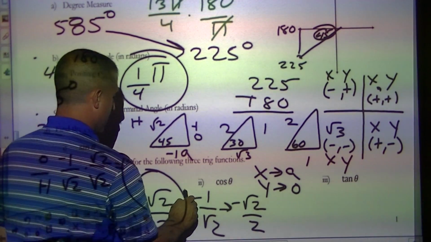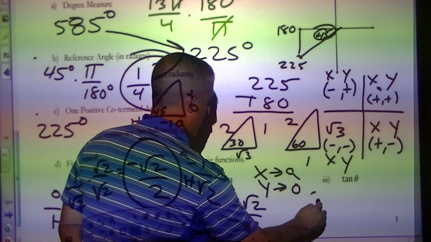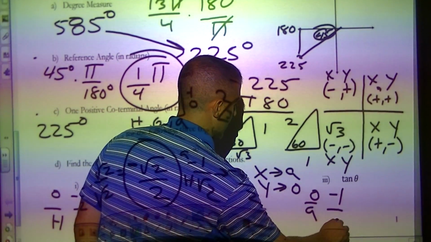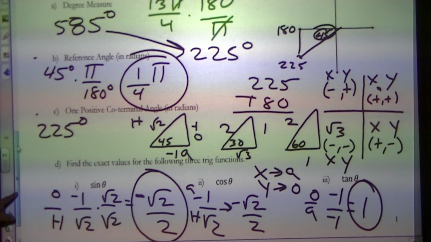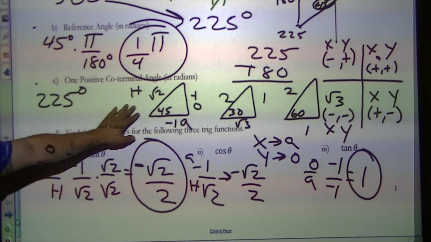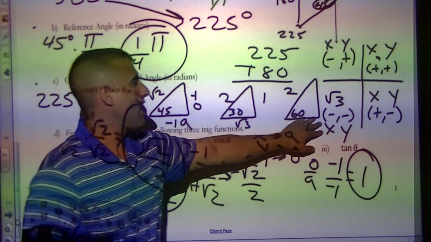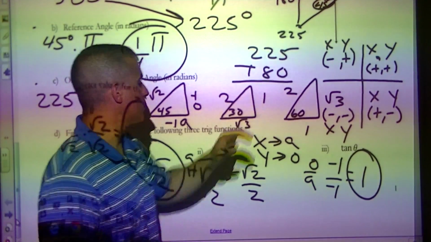Tangent's going to be, all right, so that was A over H. Tangent's going to be O over A, which would be negative 1 over negative 1, which would simplify to 1. Okay? So I believe that's page 1 of our sheet. Make sure you use these, okay? Combine that with what's in those quadrants.